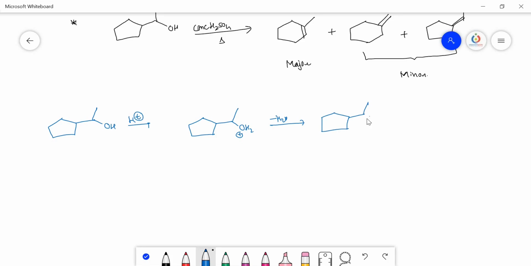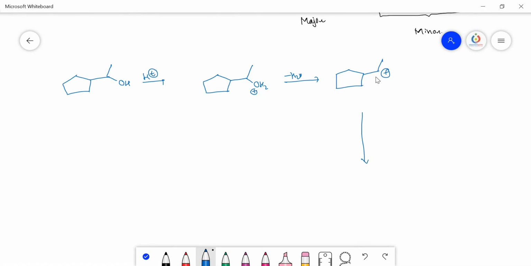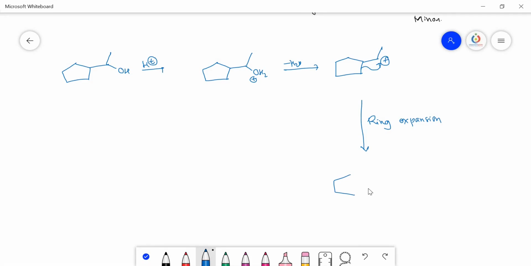I think you are understanding what I am explaining. Formation of the carbocation and later shifting of this bond, ring expansion. So when the ring is expanded, generally people get confused about this. You must remember where this ring is going to expand, to this carbon atom. So you just give the numbering to this carbon atom. 1, 2, 3, 4, 5, 6. So it is going to form a 6-member ring.